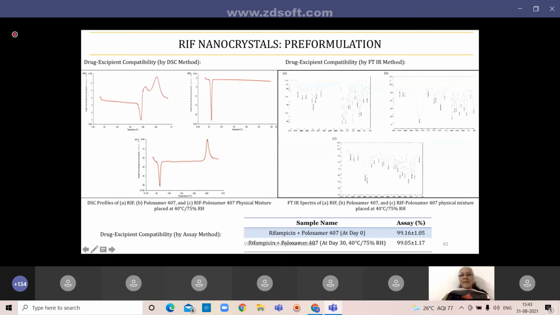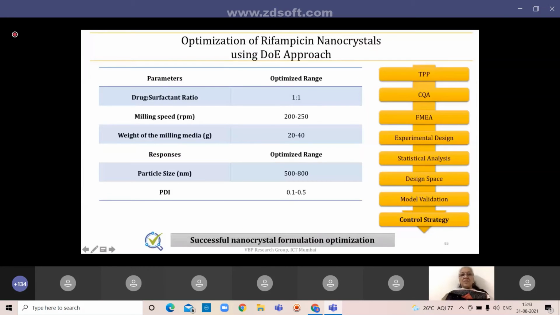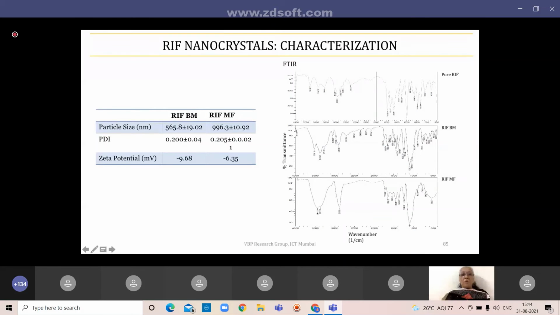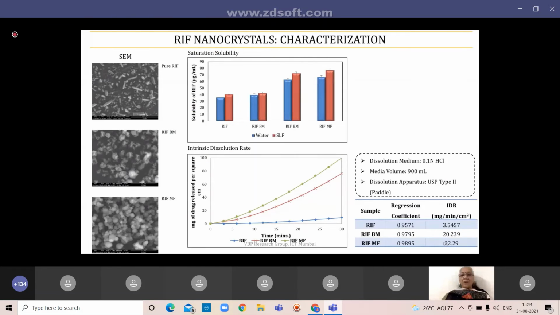So obviously it was characterized by various means. Pre-formulation studies were done. Using a DOE approach, we made rifampicin nanocrystals at a drug to surfactant ratio of 1:1. We went in a very, very systematic mode. We looked at media milling as well as microfluidization as our approach. We wanted to see which would be better. So we used high pressure homogenization as well as microfluidization. In a very systematic manner, we have gone. In fact, this paper is also now published. So, a comparison of ball mill as well as microfluidizer.